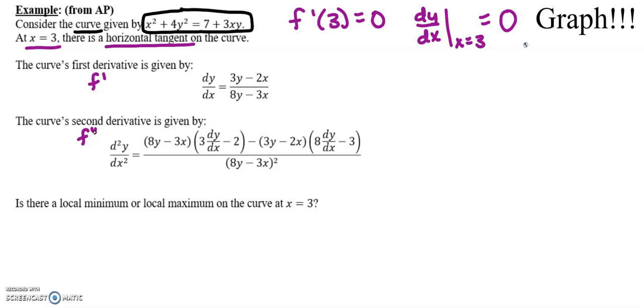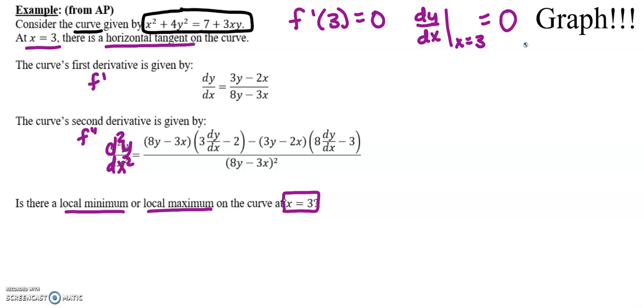We have the second derivative, which would be f double prime. And if you remember from way back long ago, we notate this as the second derivative of y with respect to x, because you take the derivative with respect to x twice. So that's where that square comes from. d squared is like saying the second derivative. Okay? We've got this mess.